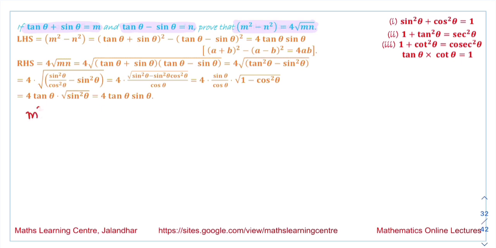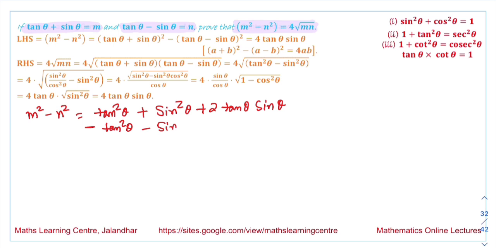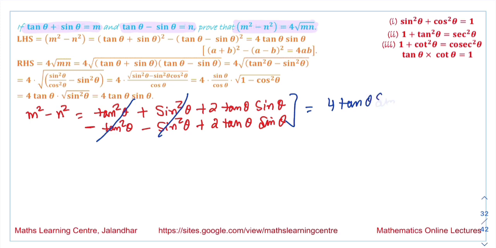Now when we are calculating m square minus n square, the value we are getting is tan square theta plus sin square theta plus 2 tan theta sin theta, and then minus tan square theta minus sin square theta plus 2 tan theta sin theta. These tan square theta and sin square theta get cancelled, and the answer we are left with is 4 tan theta sin theta. Now if we consider the other side, it is 4 times square root of mn.